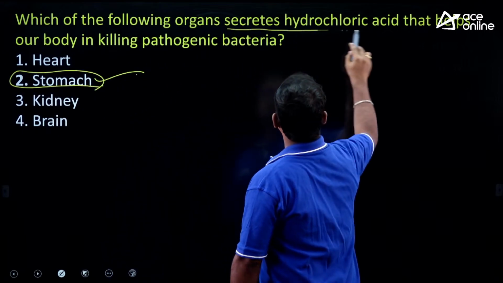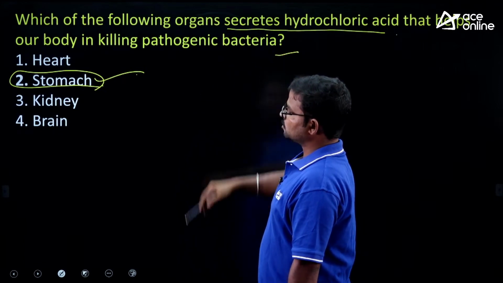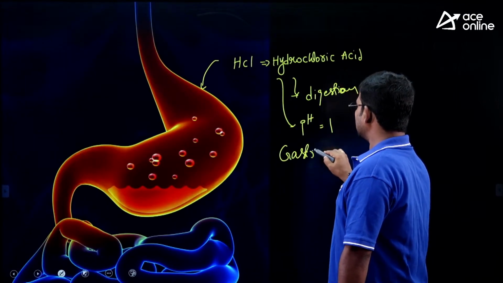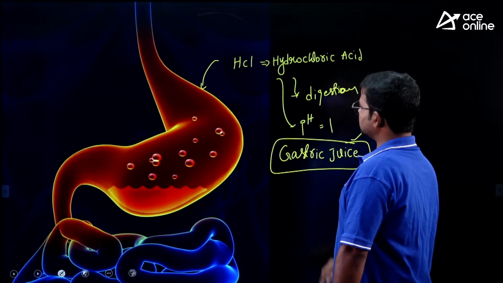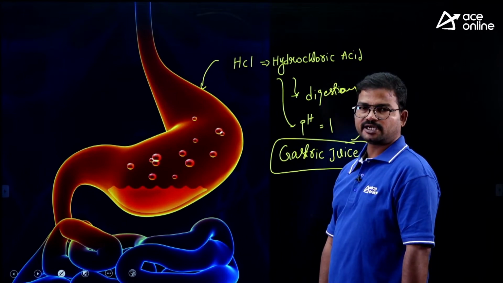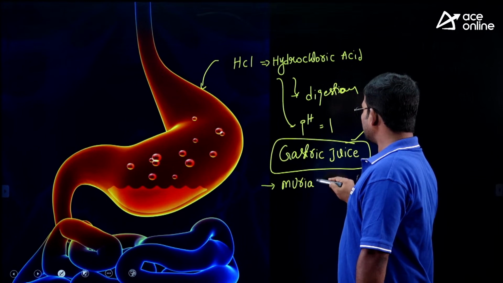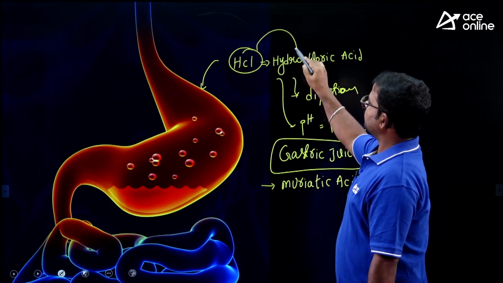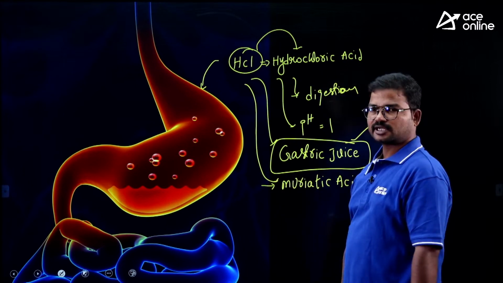This organ secretes hydrochloric acid, which is helpful for our body in killing pathogenic bacteria in the region of the stomach. This is also considered gastric juice. These are some of the interesting concepts about hydrochloric acid, nothing but HCl, and muriatic acid. It means HCl is chemically called hydrochloric acid, or gastric juice, or muriatic acid. These all refer to HCl.